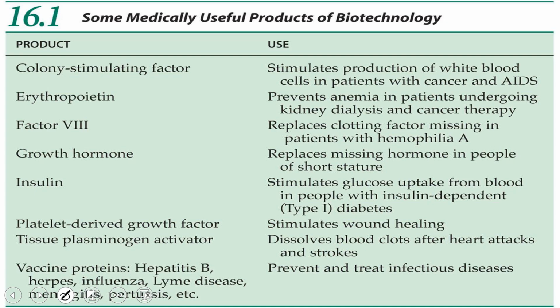Not only that, many medically useful products of biotechnology are produced, like colony stimulating factor, which stimulates white blood cells in patients with cancer and AIDS. Erythropoietin, which normally prevents anemia because it activates RBC production. Then factor 8, for blood clotting. Growth hormone, insulin, platelet derived growth factor, tissue plasminogen activators, and many other vaccines. All these are products of gene cloning and biotechnology, or rDT only.